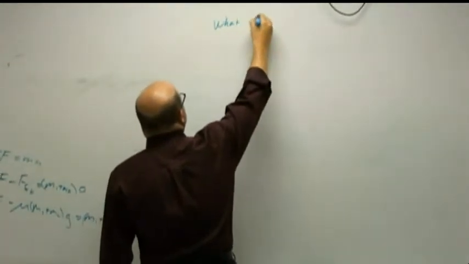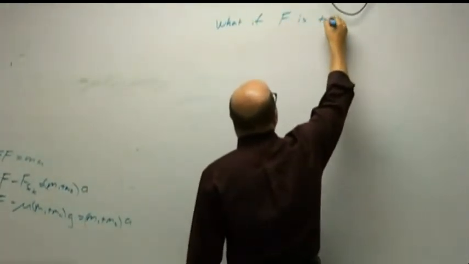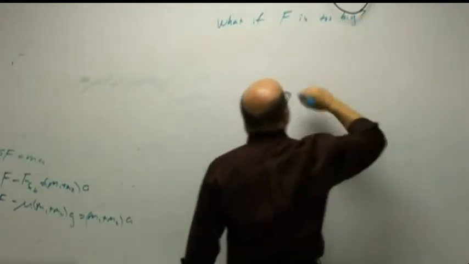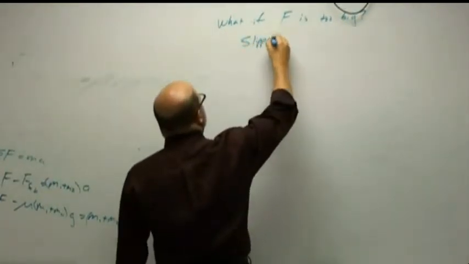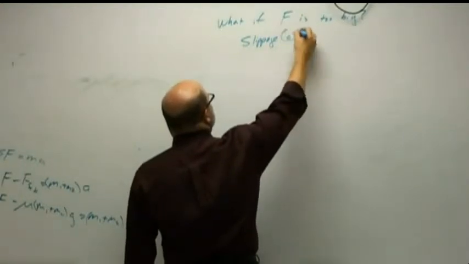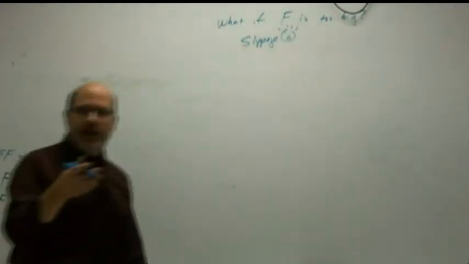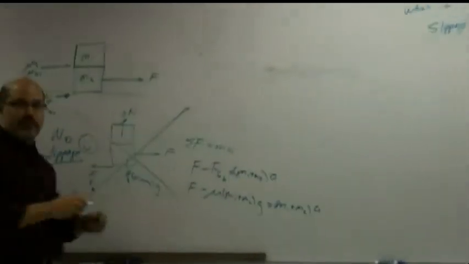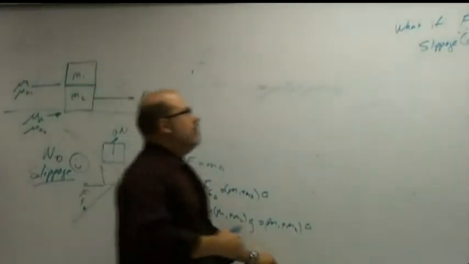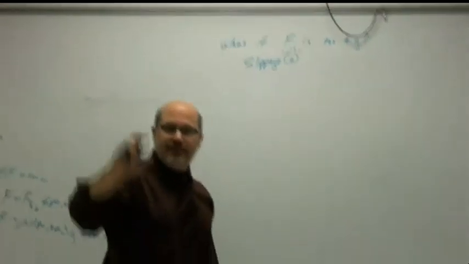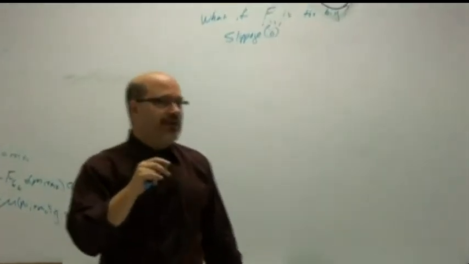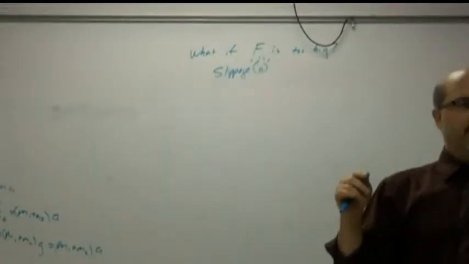What if F is too big? All right, we have slippage. Okay, here's how we handle that. First thing to realize is that you can no longer keep the two objects together. This free body diagram is of no use to us anymore. It's not valid. So we have to draw the two blocks separate, because the two blocks will not have the same acceleration. In fact, which one has the greater acceleration?